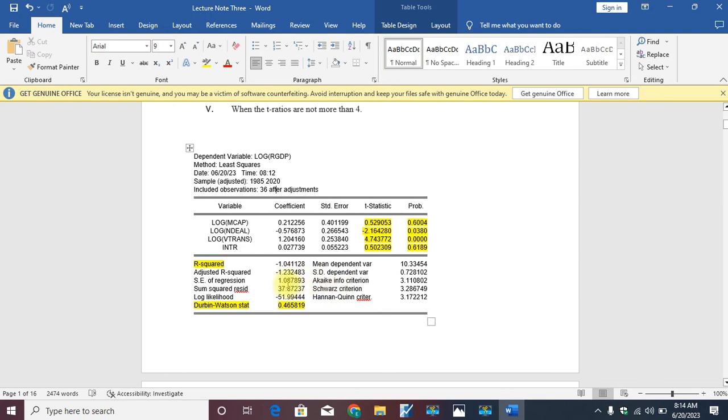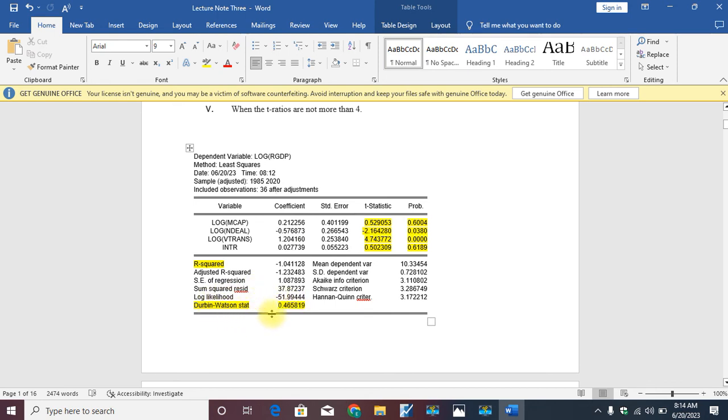And this is evidence of a spurious regression. Why is it evidence of a spurious regression? Because the value of 1.041128 indicates that it is above 1. And since it is above 1, it shows that this particular regression is a nonsense regression, a spurious regression. Then secondly, the Durbin-Watson statistic.